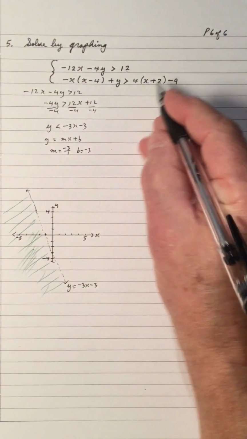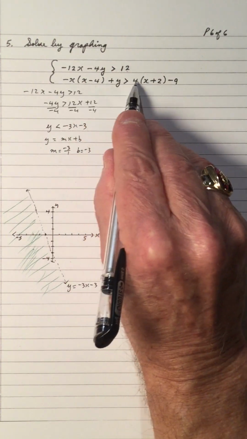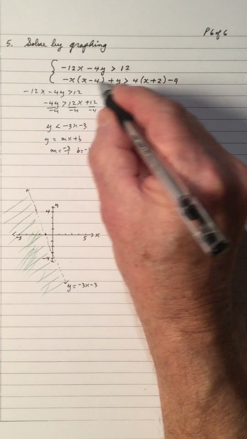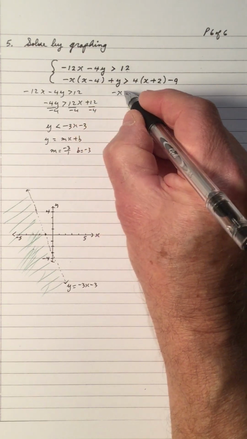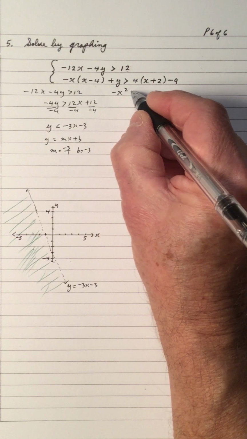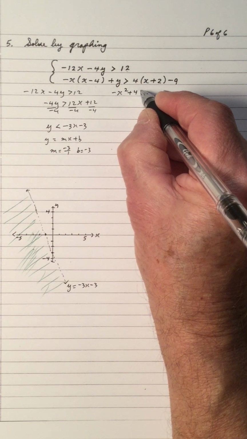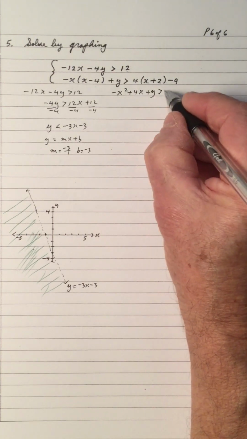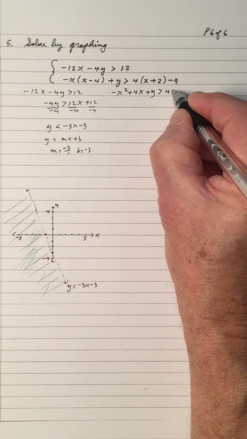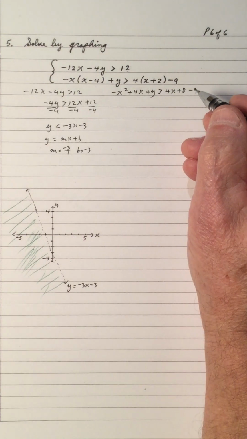Okay, now I'm going to work on this one. And I have to simplify the equation. So I'm going to multiply the brackets. Negative x times x, negative x squared plus 4x plus y greater than 4 times x plus 2 is 4x plus 8 minus 9.